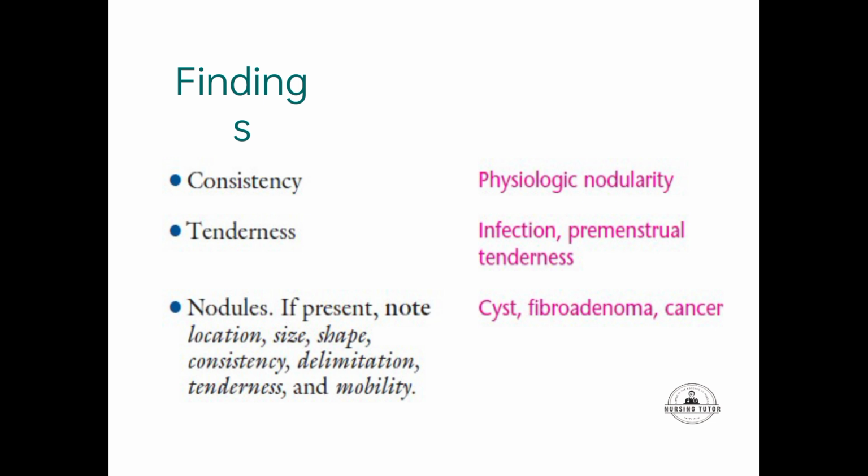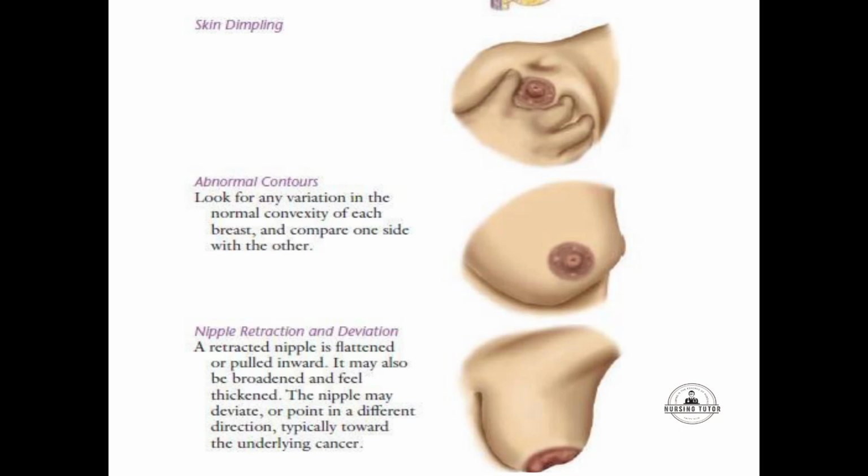nodularity, infections, premenstrual tenderness. Nodules, if present, note location, size, shape, consistency, delimitation, tenderness and mobility: cyst, fibroadenoma, cancer. Consistency, physiological nodularity, and skin dimpling. ये देख रहे हो स्किन डिम्पलिंग, abnormal contour. Look for any variations in the normal convexity of each breast and compare one side with the other.